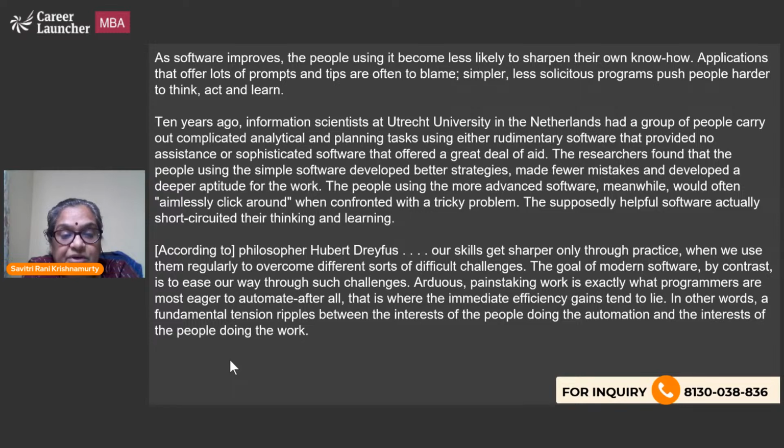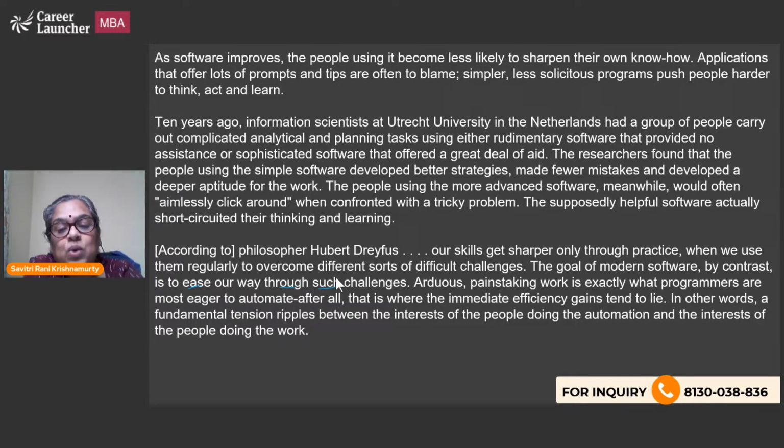According to philosopher Herbert Dreyfus, our skills get sharper only through practice, when we use them regularly to overcome different sorts of difficult challenges. So, how do you become more skilled at something? With practice. You use your skills regularly to confront challenges and you hone your skills. The goal of modern software, by contrast, is to ease our way through such challenges. So, when confronted with a challenge, instead of us using our skills and sharpening them as a result of the challenges, we use software to solve it for us, right?